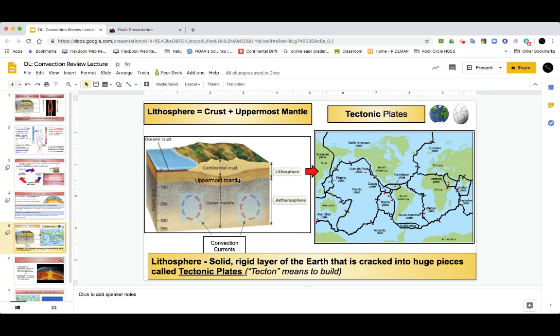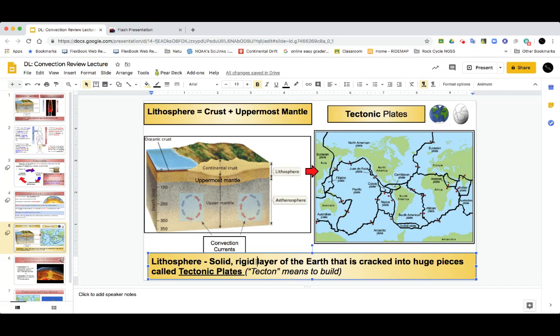It's solid and it's rigid and it's cracked into huge pieces called tectonic plates. And that name tectonic comes from a Greek word, tecton, which means to build. Now, this is a pretty accurate picture of all of the cracks in Earth's outer shell, or lithosphere. More on this coming up very soon on how we know exactly where the boundaries of these tectonic plates are. But we do know. Now, the lithosphere is rigid, boys and girls. So it's without motion on its own because it's solid rock.